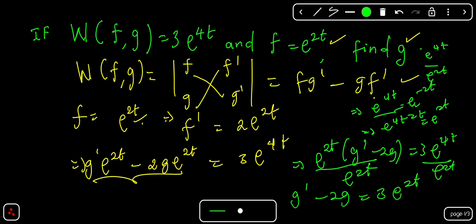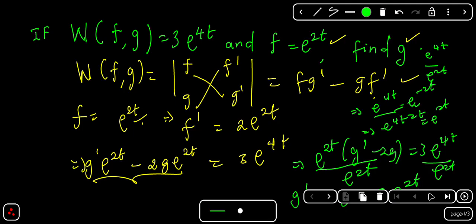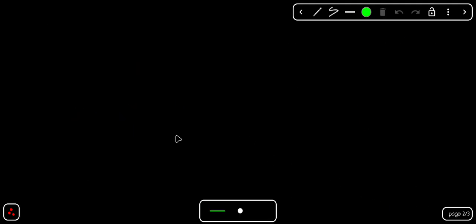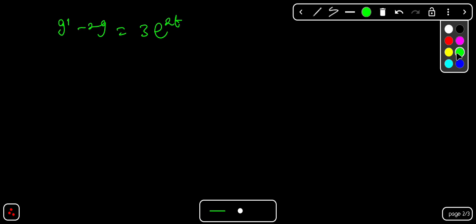Now this is beautiful. We have a linear first order differential equation right here. Let's solve that so we are able to solve for g. What we have now is g prime minus 2g equals 3 multiplied by e raised to the power of 2t. Now let's make use of the integrating factor method to solve this first order differential equation.